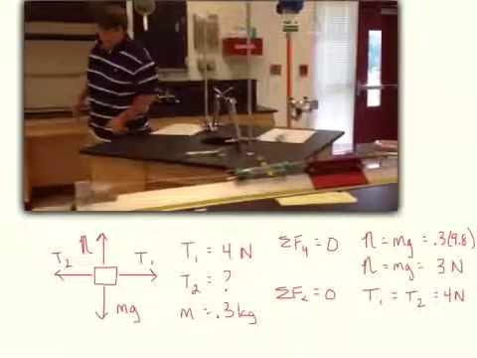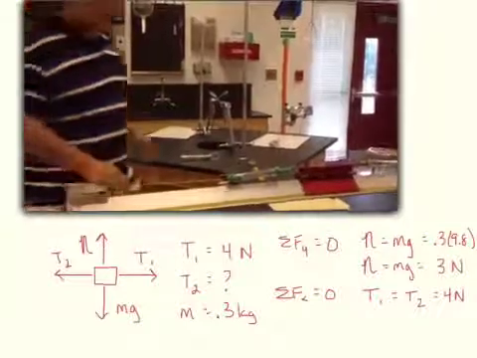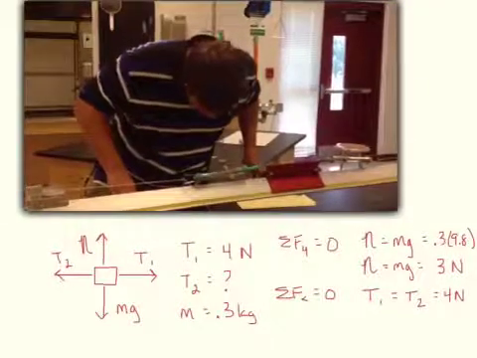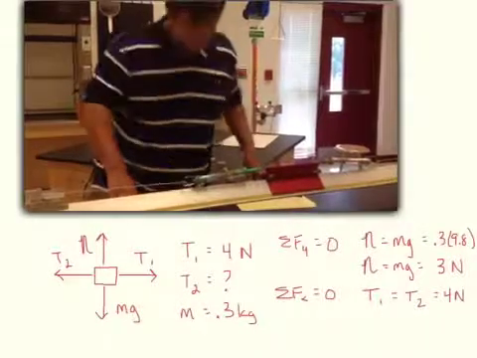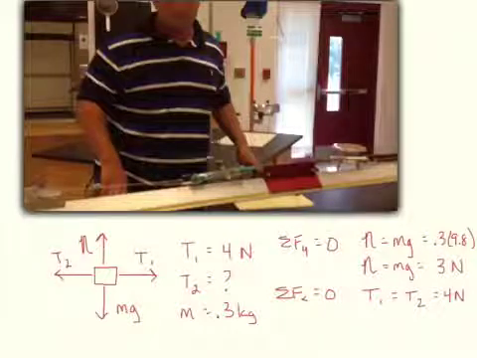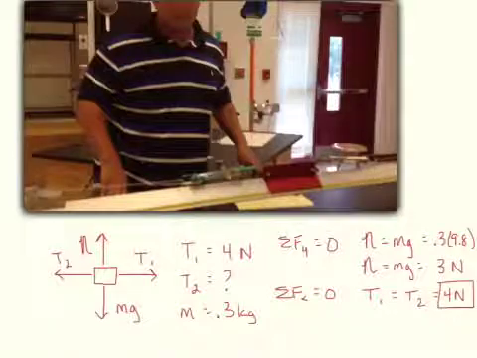Okay, and so we have calculated the tension that should be on the green scale, and Mr. Crowder, can you read that for us? 4 newtons. 4 newtons, thank you very much. Alright, so once again there, physics works, and we see that the other tension is 4 newtons, and since we have a tension of 4 newtons to the right and 4 newtons to the left, we have an object in equilibrium.